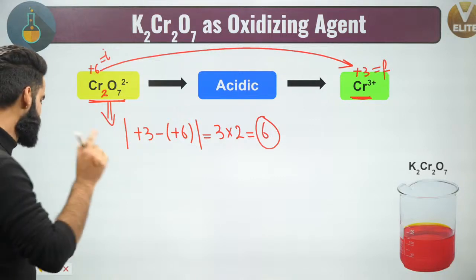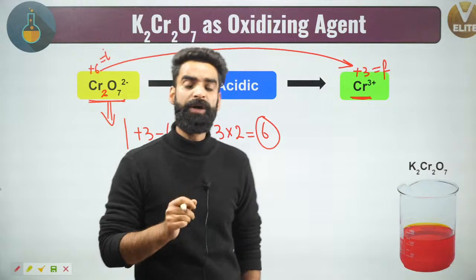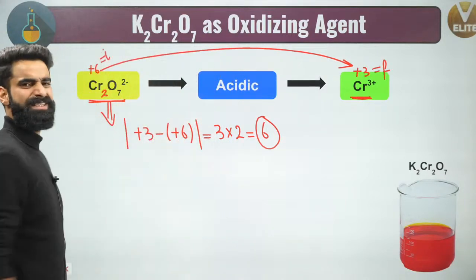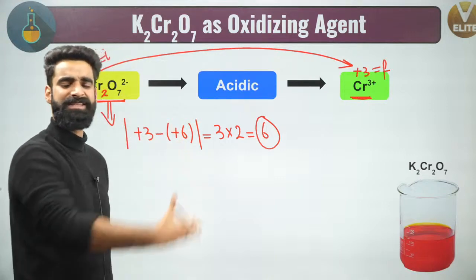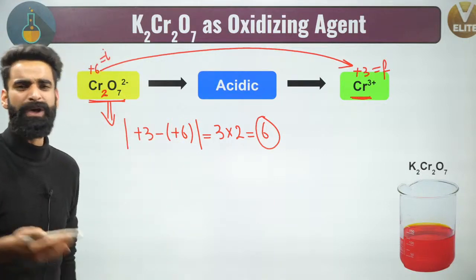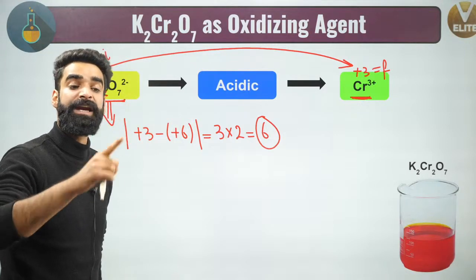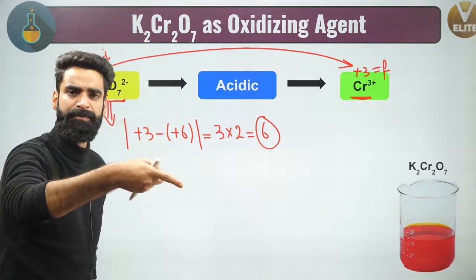Number 2, whatever reactions we saw for KMnO4, this same K2Cr2O7 is going to show the same reactions. If you remember, your MnO4⁻, your KMnO4, used to convert Fe²⁺ to Fe³⁺.